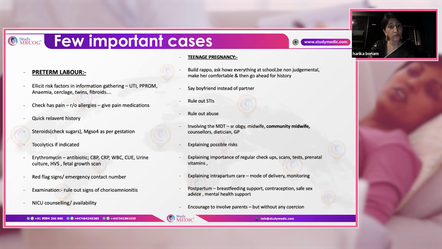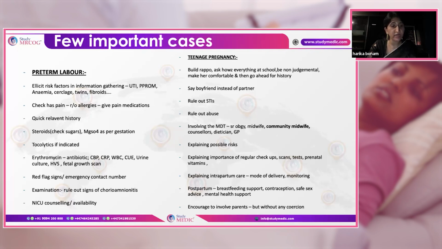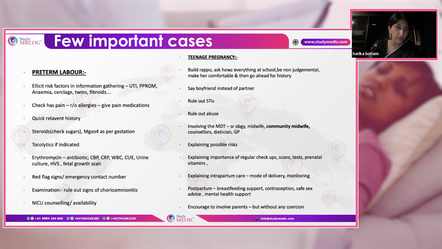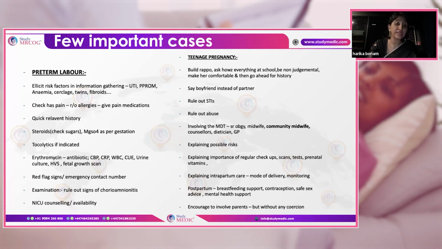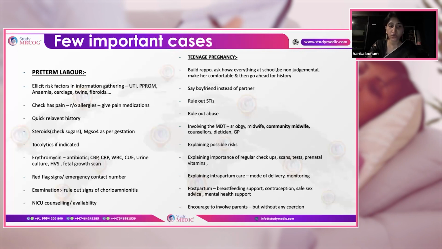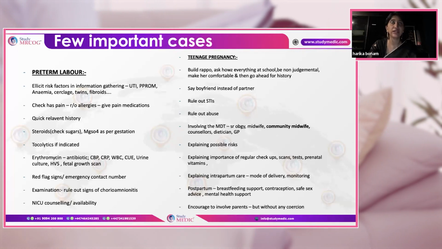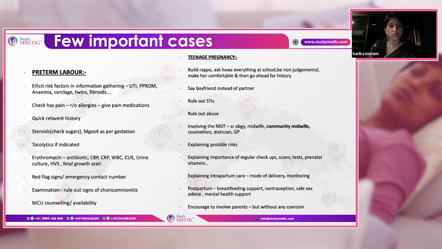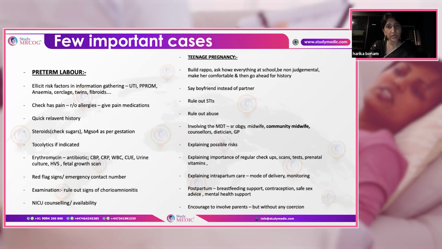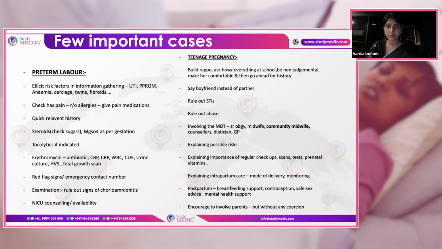When you're sending them home, you have to explain the signs of chorioamnionitis and red flag signs and the need to come back immediately. When you're doing the examination, rule out the signs of chorioamnionitis. You have to say that you look for the fever, that is the temperature, and if there's any uterine tenderness, any foul smelling discharge, all these things. Always check the NICU availability and involve the pediatrician in the loop.